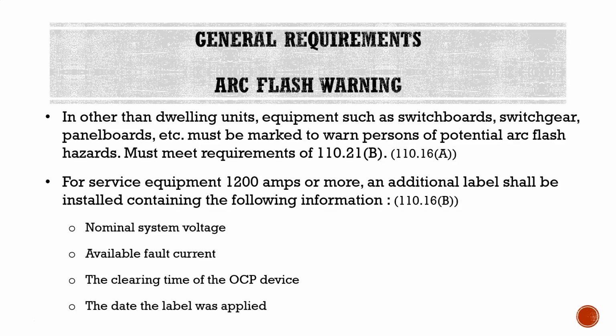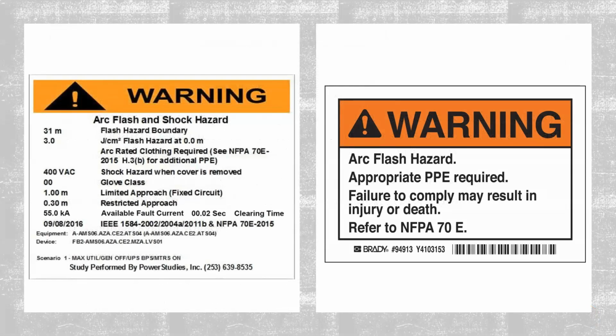So the summary of this would be if we're installing equipment in other than a dwelling unit, we have to put an arc flash warning on it. If we're installing service equipment that's 1200 amps or more, we're going to have to put that arc flash warning on it in addition to another label that contains all of this information. These are going to be some examples of those labels. On the right-hand side here, we have our generic label that was required by 110.21(A). On the left-hand side here, we have that label that's required for service equipment 1200 amps and up that was required by 110.21(B).